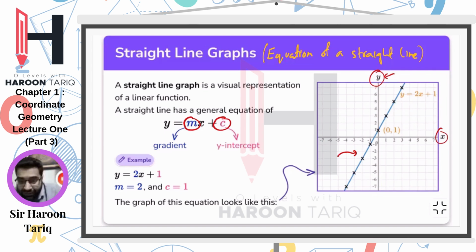Where does it cross the y-axis? Yes, it crosses the y-axis at 1, you see, 1 plus 1. So this is our C. C is the y-intercept. Y-intercept is where it crosses the y-axis.